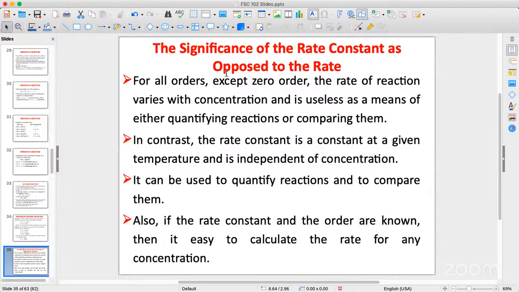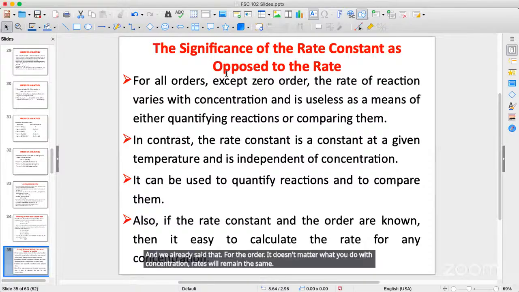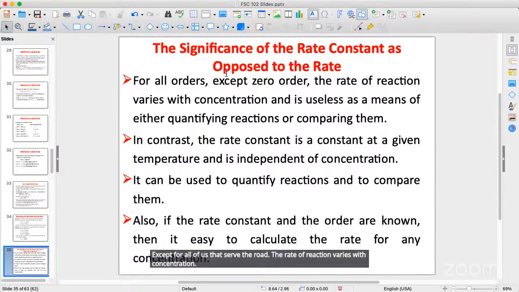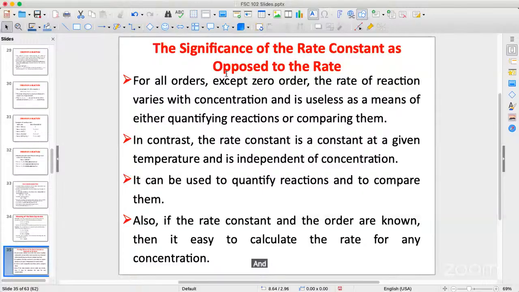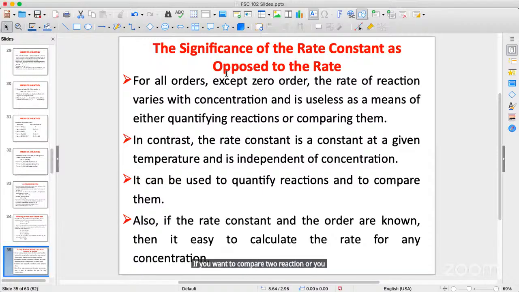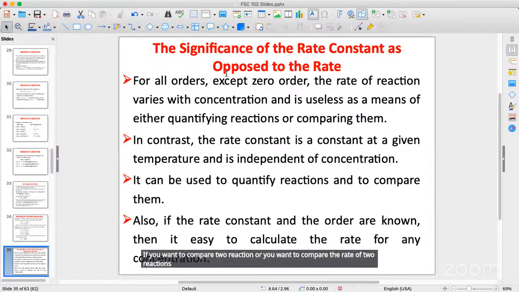For all orders except zero order, and we already said that for zero order, it doesn't matter what you do with concentration, rate will remain the same. But for all other orders, the rate of reaction varies with concentration. And it's a useless means of quantifying or comparing reactions. If you want to compare the rate of two reactions, you can't use rate of reaction.